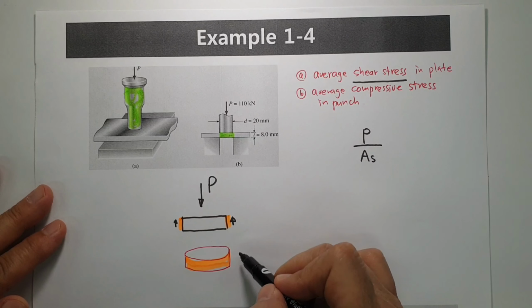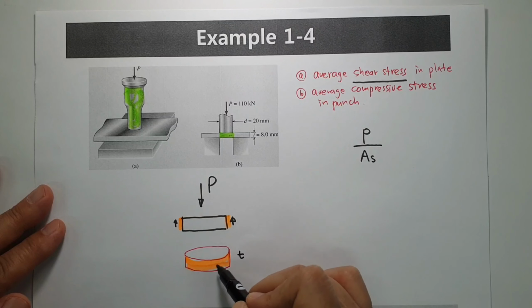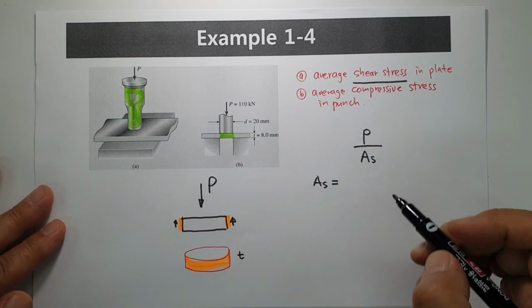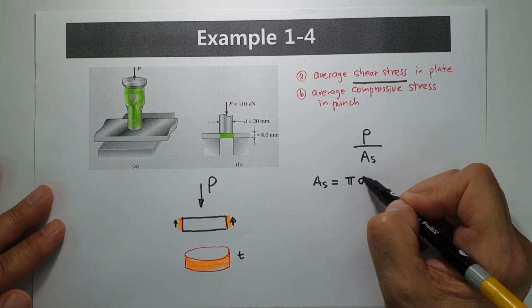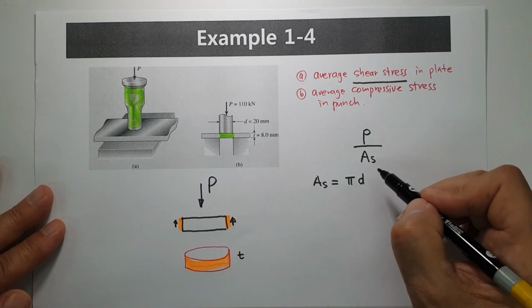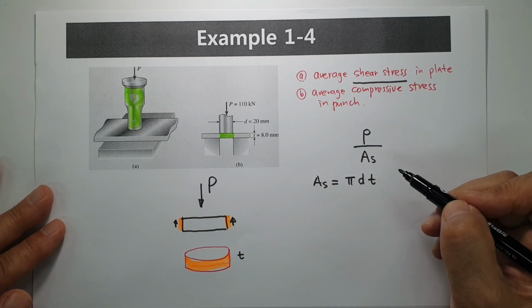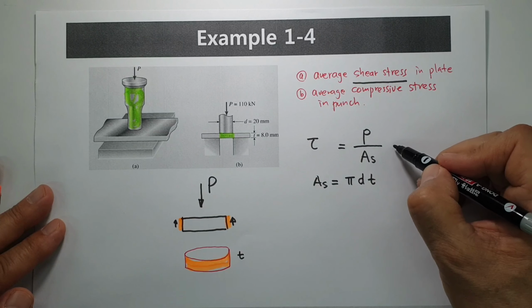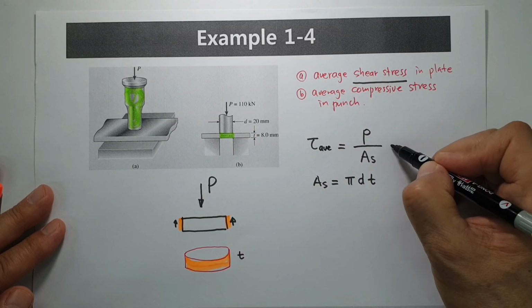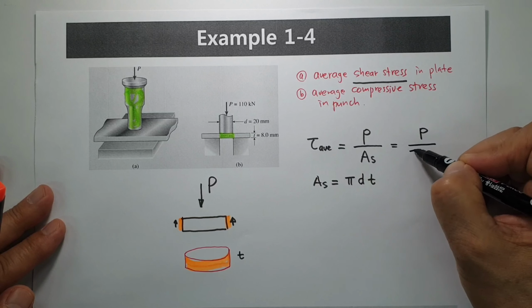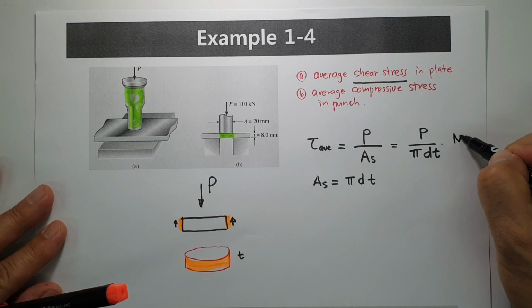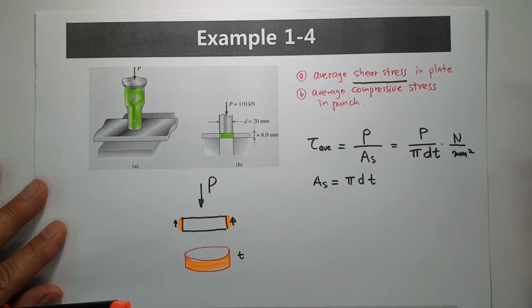Okay, then this one is what? Thickness T. This area is AS equals what? AS equals pi d T. That's the AS. Then shear stress tau, average shear stress tau equals P over pi d t. Of course, we have Newton or kilonewton per millimeter squared unit.